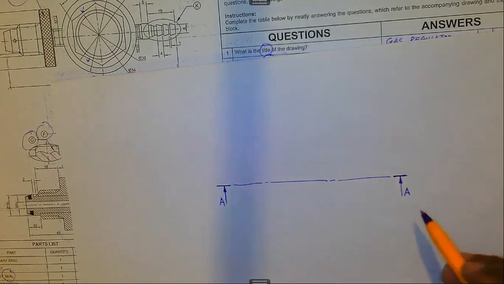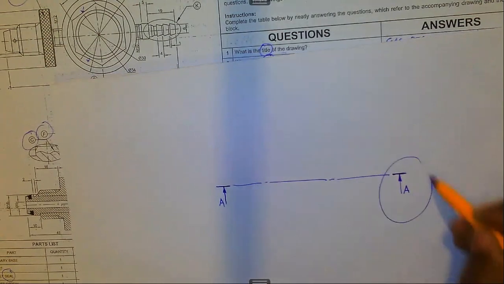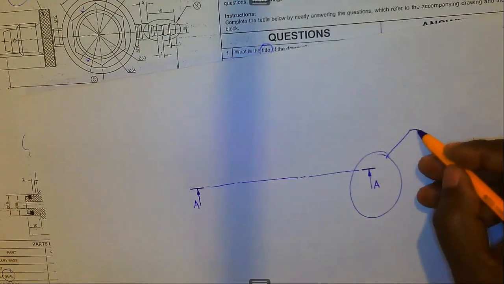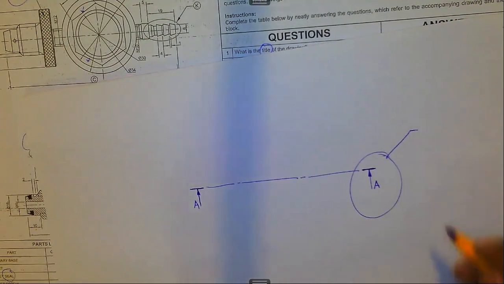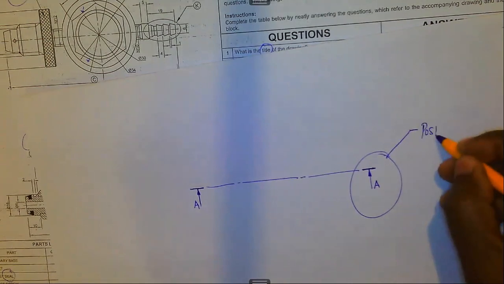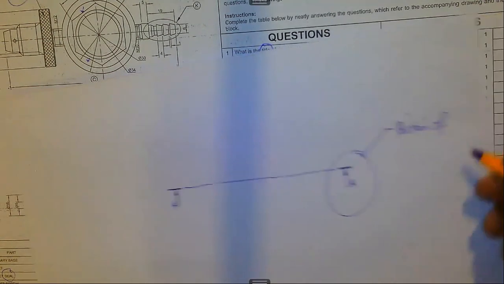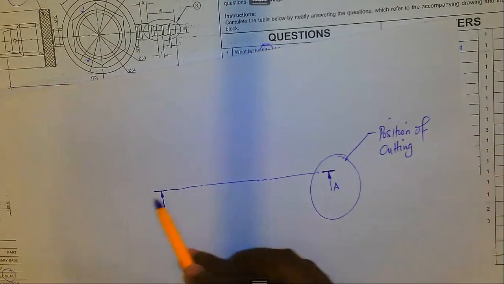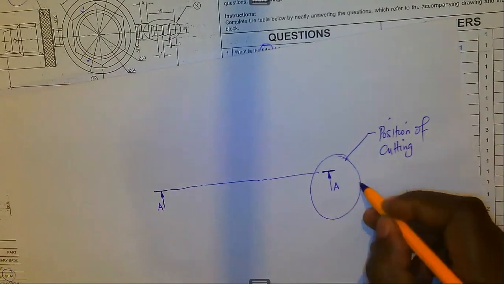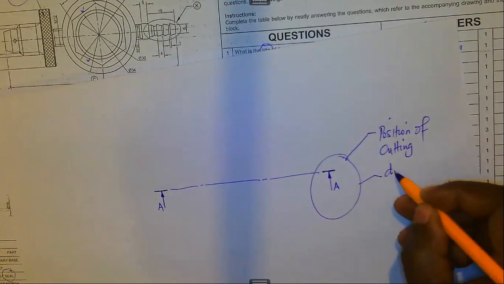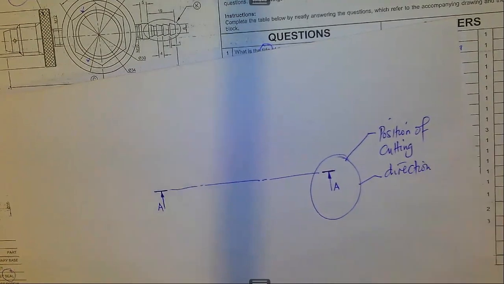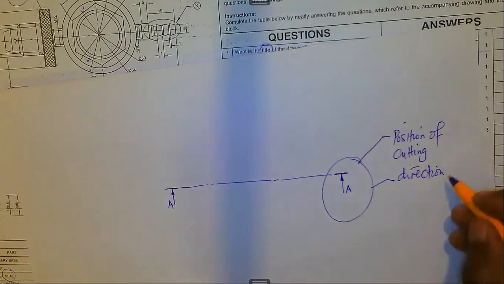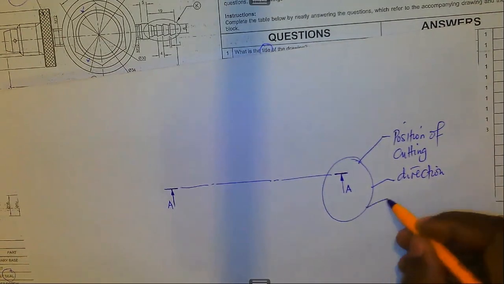What is critical is to note that from a cutting plane, we should be able to get 3 kinds of information. We need to know the position of cutting, which is defined by that. We also need to know the direction of looking at the remainder of that which has been cut. Then we also need to know the name.